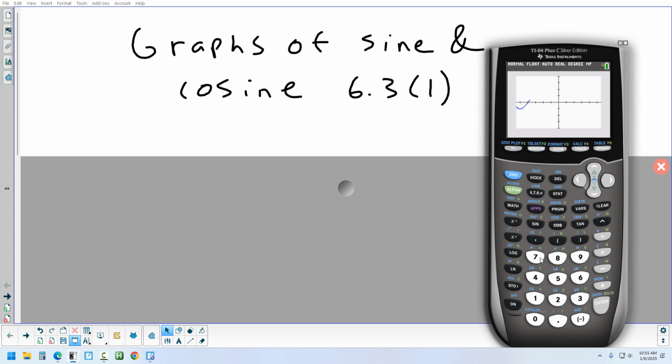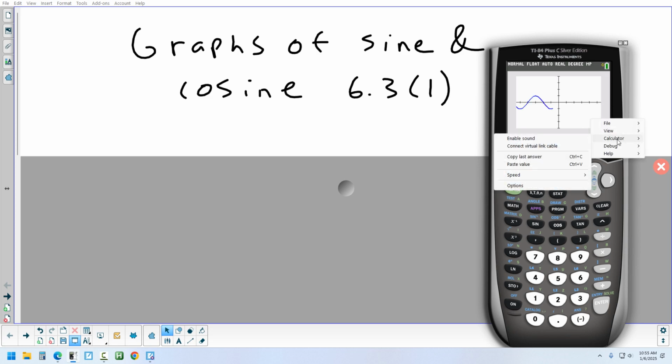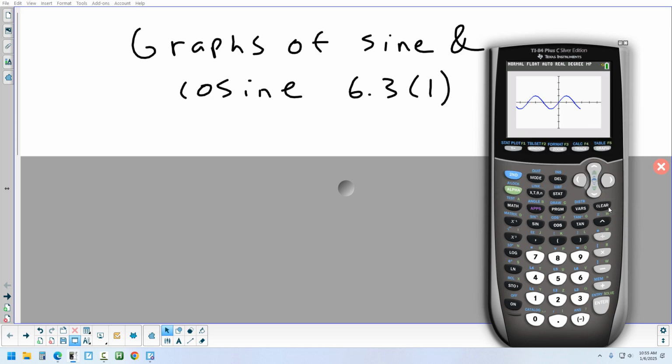So that's the graph of sine. And you might notice the graph of cosine looks very similar. It's actually a horizontal shift. Okay. So that's what sine and cosine look like. They are the only two trig functions that are continuous, meaning you can draw them without ever lifting your pencil the whole time.